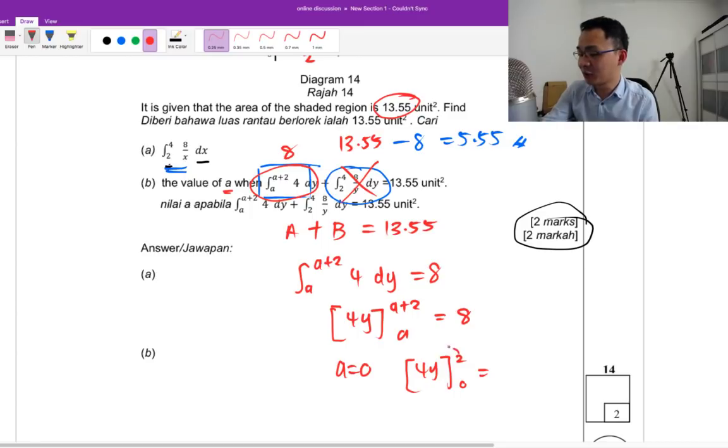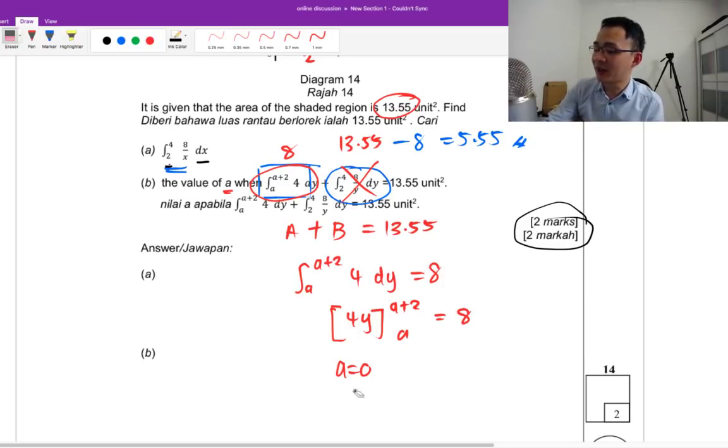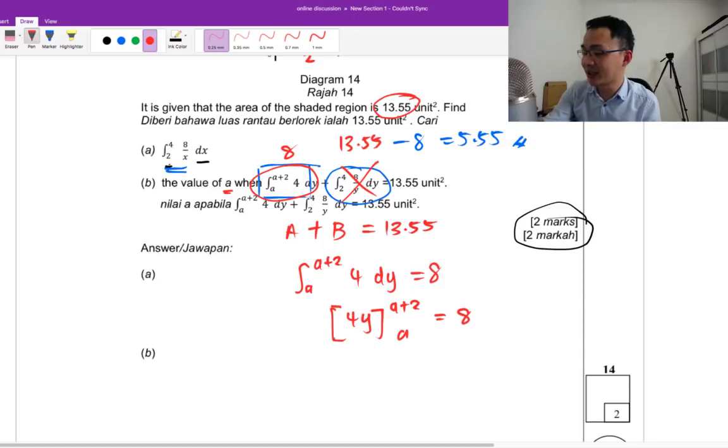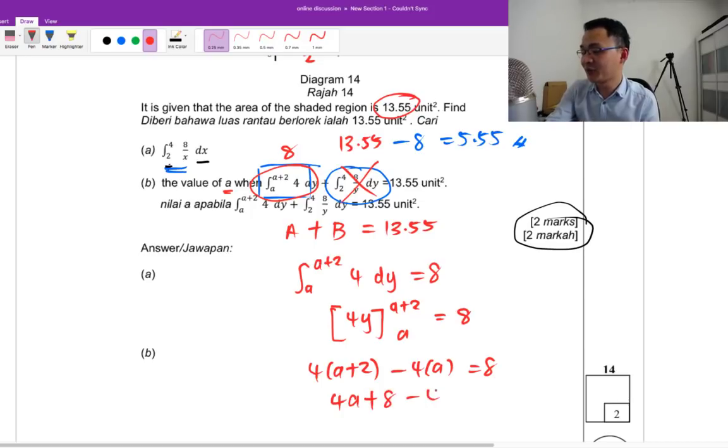Then you substitute 2 into the y here, you basically get 4 times 2 minus 0, so you get A. But then what happens if I do the substitution? I sub this one into here, so I get 4a plus 2 and then minus 4a. So I get 4a plus 8 minus 4a equals A. Then simplify, I get A equals A.